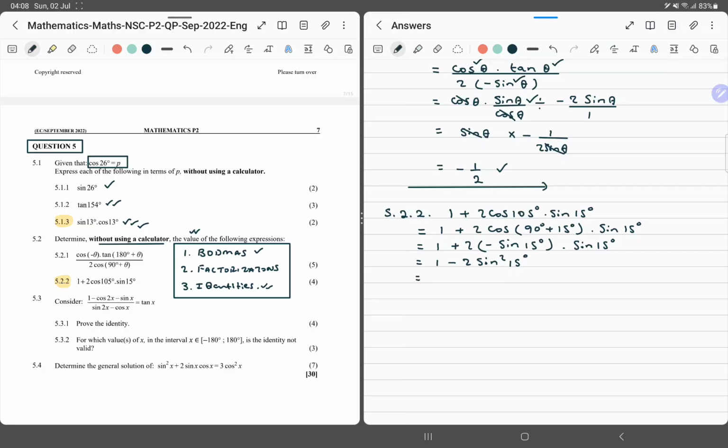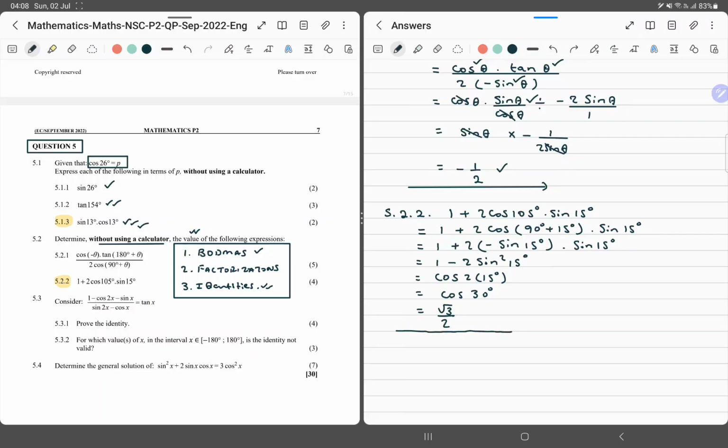What does this look like? This looks like the double angle identity for cos of 2 into 15 degrees, which is cos 30 degrees. Now we know that cos of 30 is root 3 over 2 from special angles.